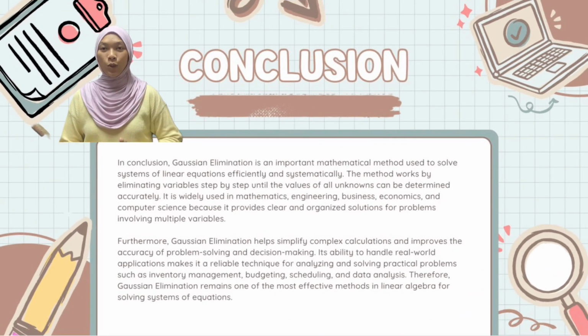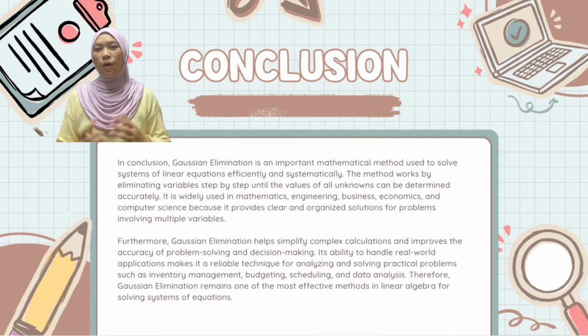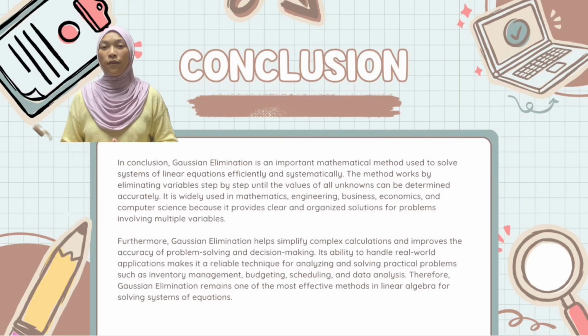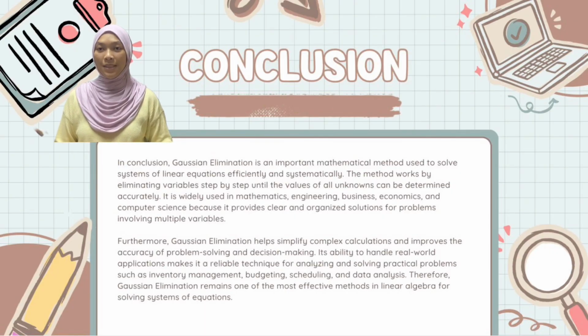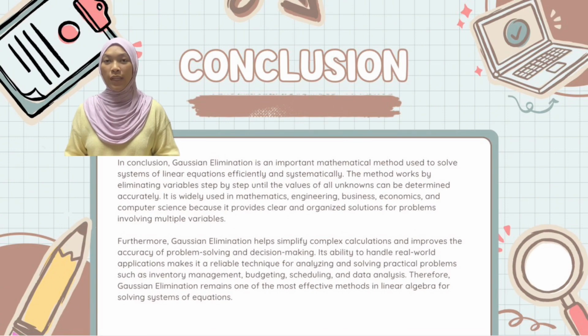In conclusion, Gaussian elimination is an important mathematical method used to solve systems of linear equations efficiently and systematically. The method works by eliminating variables step by step until the values of all unknowns can be determined accurately. It is widely used in mathematics, engineering, business, economics, and computer science because it provides clear and organized solutions for problems involving mathematical variables. Furthermore, Gaussian elimination helps simplify complex calculations and improve the accuracy of problem solving and decision making.